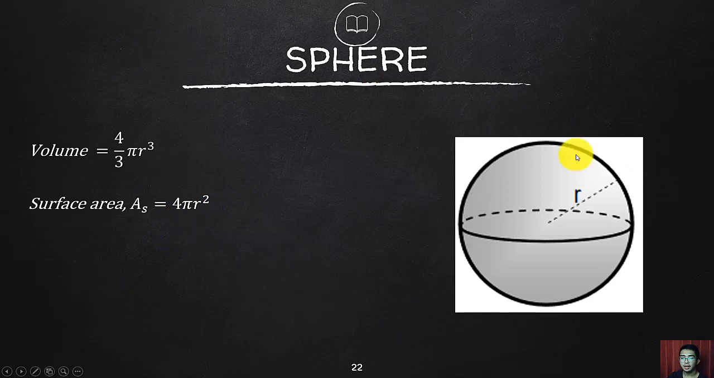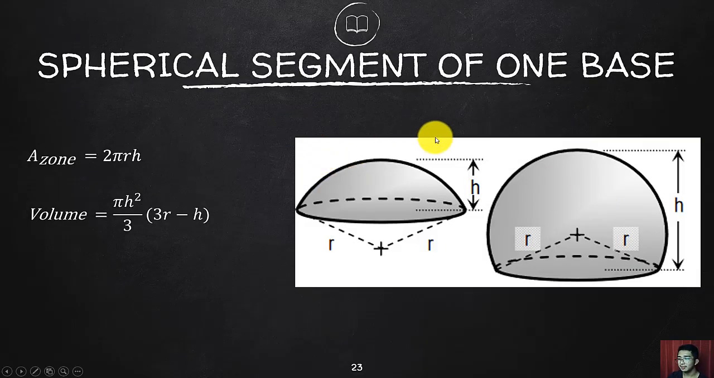So this is a very common board exam problem, spheres. Okay, so kindly memorize this one. Spherical segment. So we had what they call the segment of a circle, correct? So we also have a spherical segment of one base. For the sector of a circle, we had something you call your arc length, correct? Here in solids, we have something you call your zone. So the zone is the piece of surface that is now covering your spherical segment.